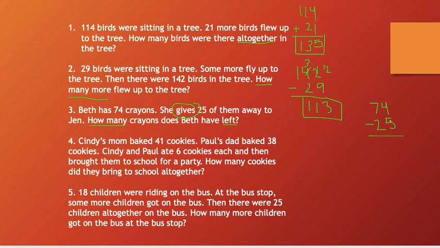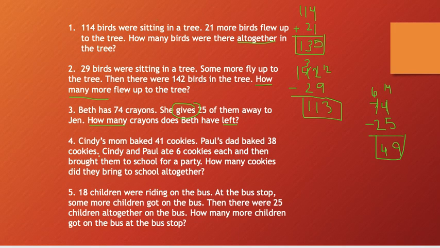We cannot do 4 minus 5, so we borrow from our 7. That becomes a 6. My 4 becomes a 14. 14 minus 5 is 9. 6 minus 2 is 4. So, Beth has 49 crayons left.